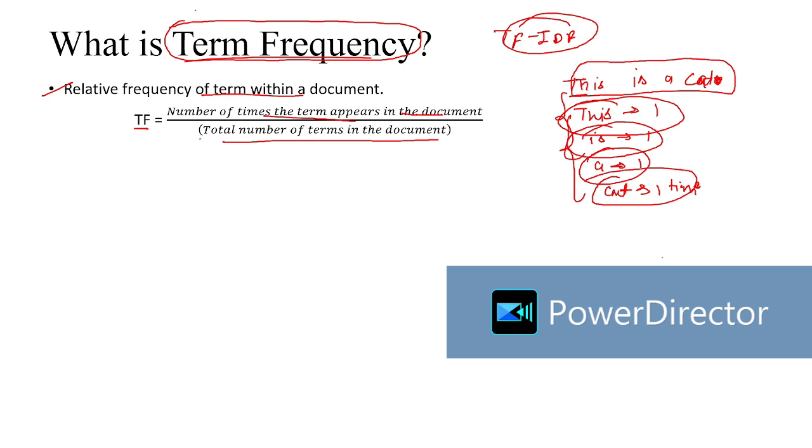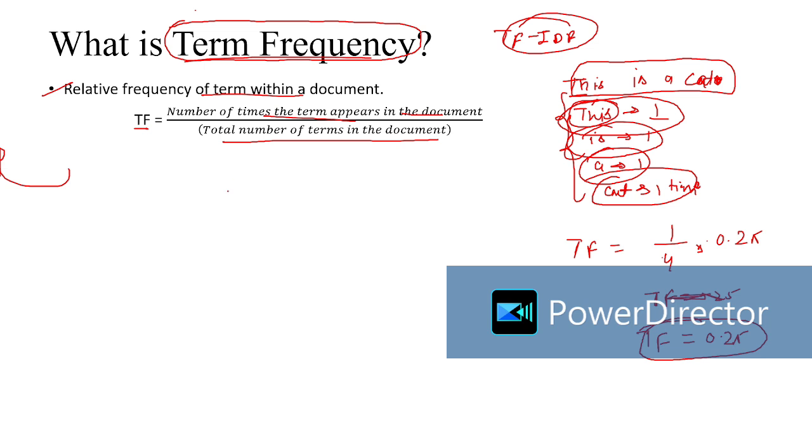And how do you calculate the relative frequency? It is the number of times a term appears in the document, let's suppose one, divided by the total number of terms in the document. The relative frequency of the word this is 1 by the total number of terms, 1 2 3 4, so 1 by 4, 0.25. This is the term frequency of this, 0.25.